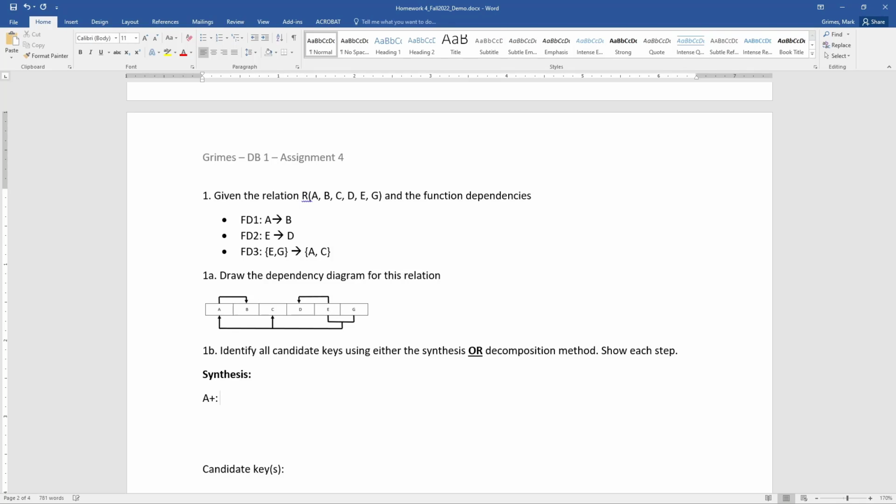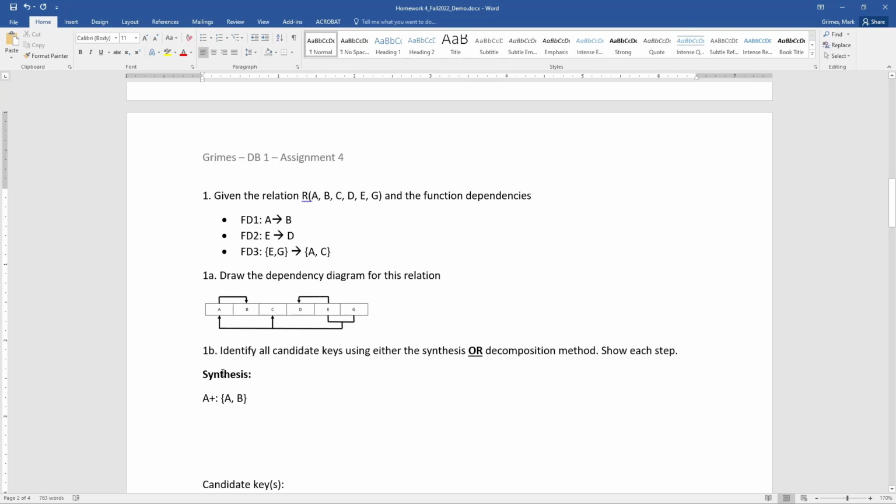So the closure of A is going to be, of course, through reflexivity, A, and based on functional dependency 1, B. And if we know A, I don't think there's anything else we can determine. So the closure of A is just going to be AB.